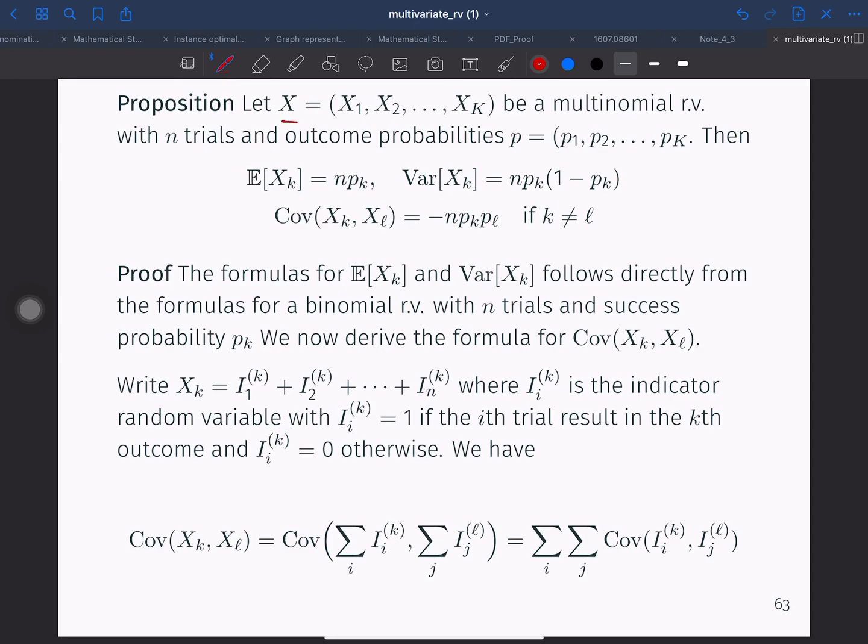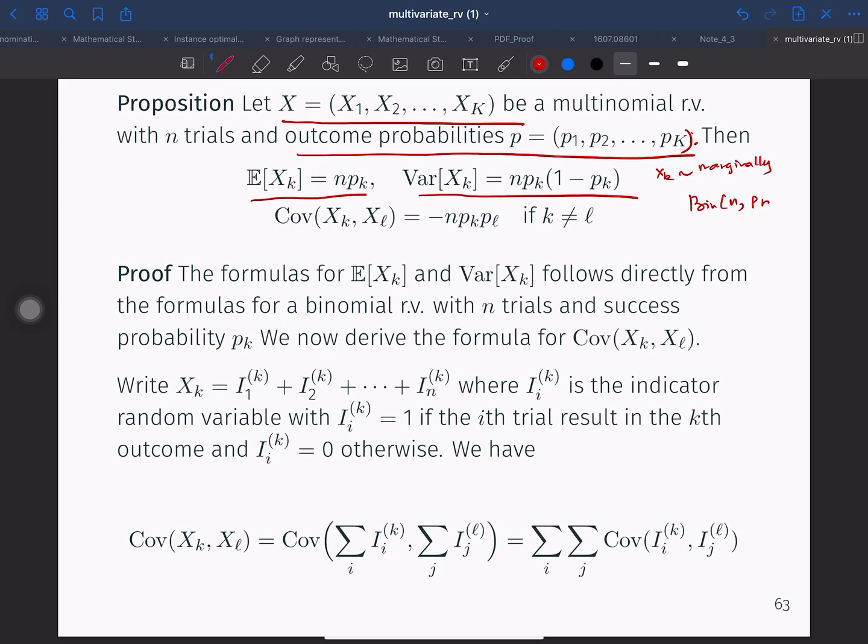So if we have a multinomial with outcome probabilities p given as follows, then the mean for each of the Xk is n times pk, and the variance is n times pk times 1 minus pk. So one thing to emphasize is that Xk is marginally the same as binomial with n and little pk. That's just because you can think of the remaining categories, capital K minus 1 categories, as grouped into a single category, failure. As long as it's not the little k, then we view it as failure. So the mean and the variance for each marginal is well known.